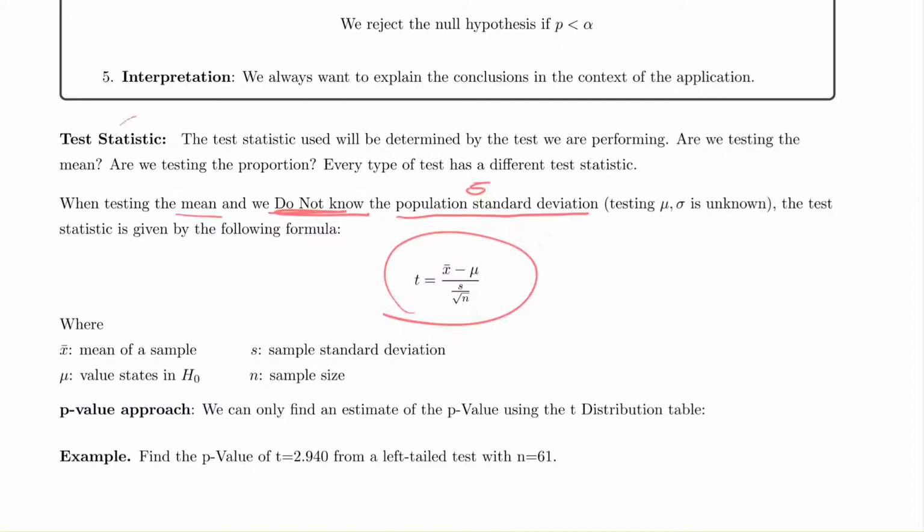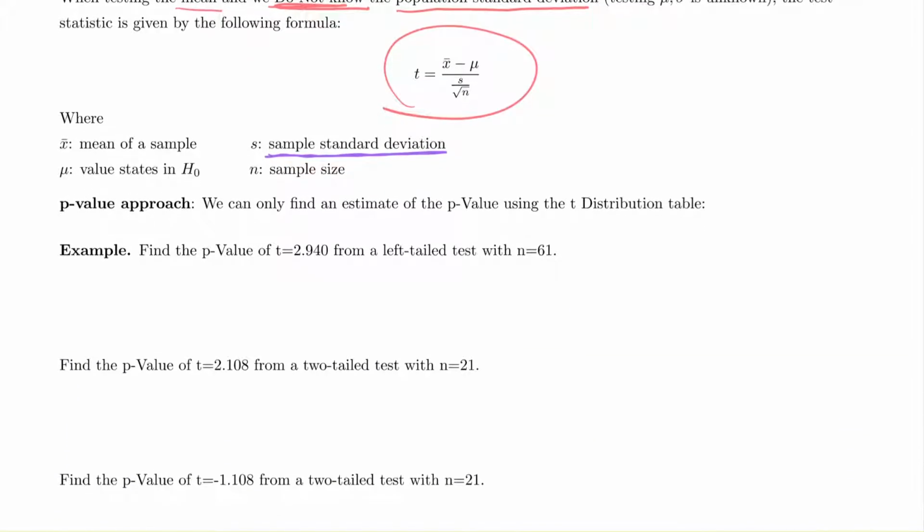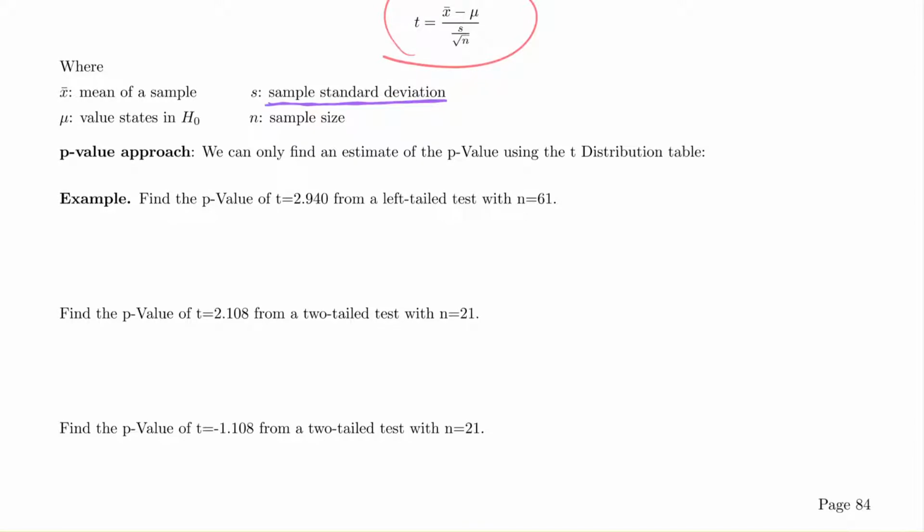So test statistic is always either z or t for us. And depending on population standard deviation, known or unknown, it will be either z or t. So in this case, it will be t. Also in this formula, we're using sample standard deviation instead of population standard deviation, because we don't know the population standard deviation. The way we find p-value is a little different for t-distribution. We can only find an estimate of p-value using the t-distribution table. So let's do an example of how to find the p-value once we find the test statistic value.